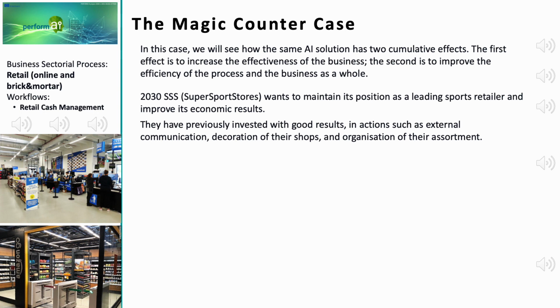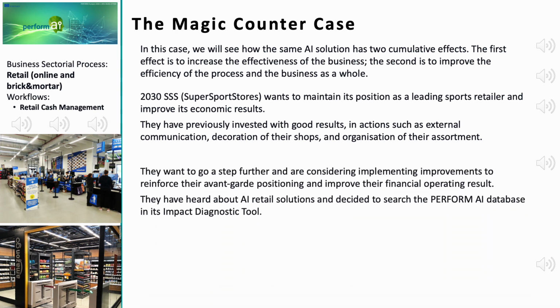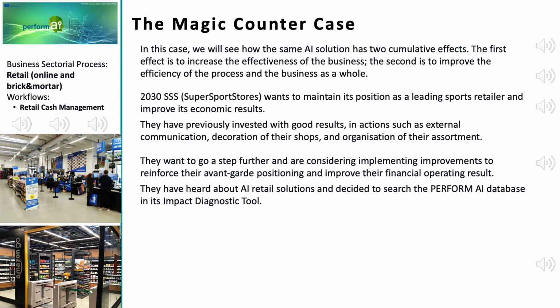2030 SSS. The Super Sports Stores wants to maintain its position as a leading sports retailer and improve its financial results. They have previously invested with good results in actions such as external communication, decoration of their shops, and organization of their assortment. They want to go a step further. They are considering implementing improvements to reinforce their avant-garde positioning and improve their financial operating result.